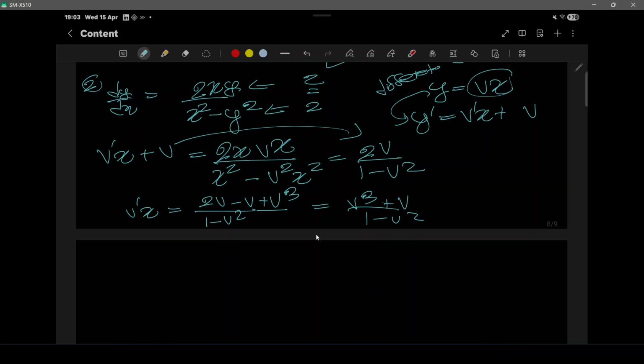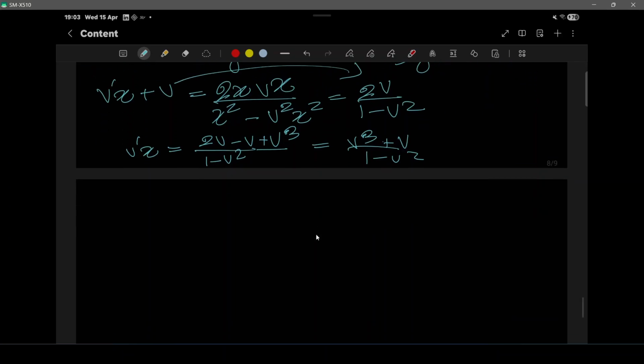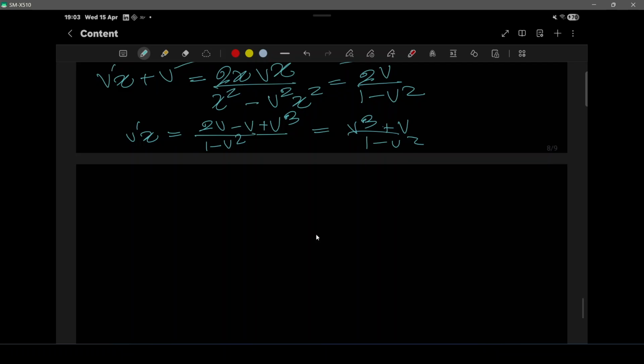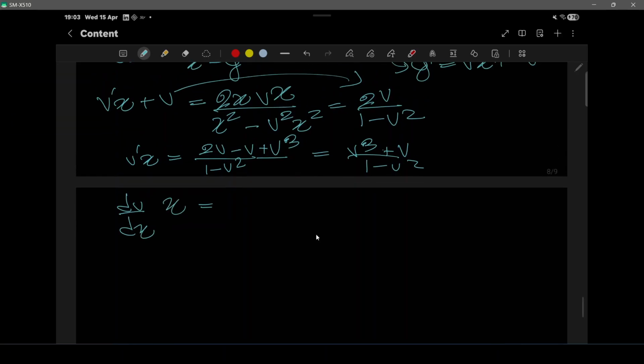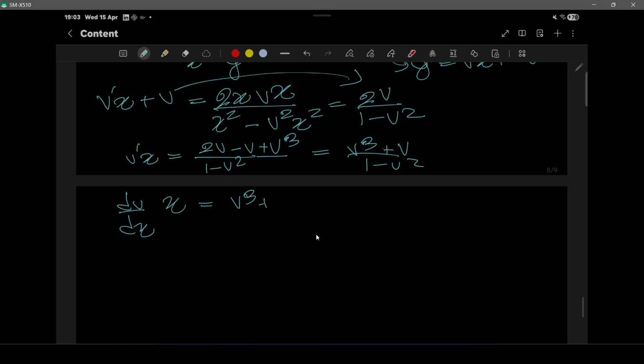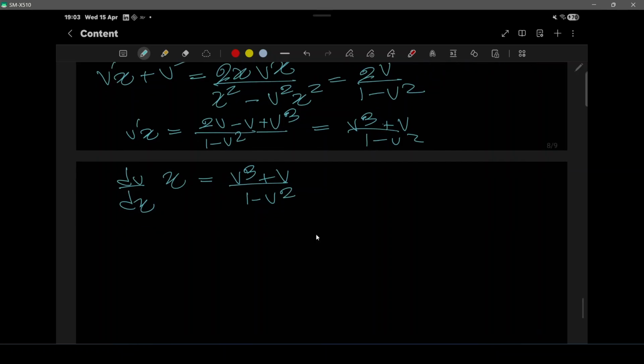Again guys, look at my steps, okay? If there is something I forget, please tell me in the comments. So yeah, now what we have to do is, this is variable separable. dv over dx is equal to (v cube plus v) over (1 minus v squared).